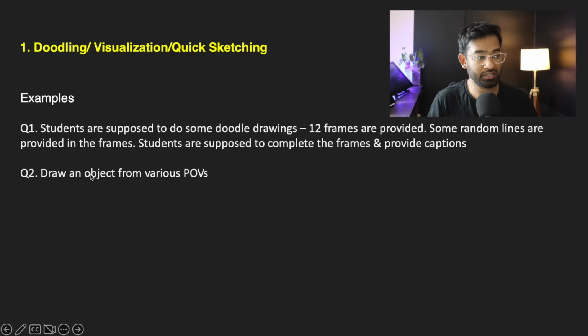And the second question is, draw an object from various point of views. Probably an object or a product was kept in front of the students and students were asked to sketch different point of views. For example, the bird's eye view or the goat's view or the human eye view, something like that.